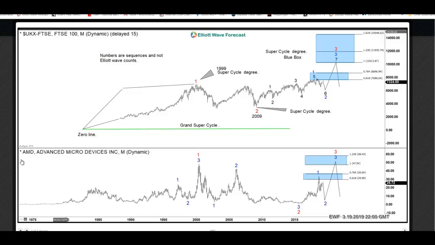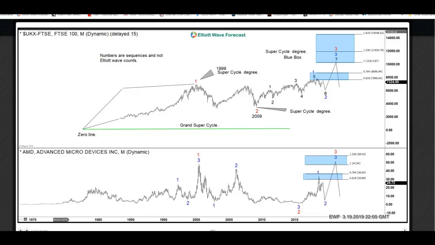Now, AMD at this moment is very close to the $50 target. On the other hand, the FTSE from the UK is still lagging the 10,313 area. Having said that, we believe that AMD is soon going to reach it and stop, and it's going to pull back.